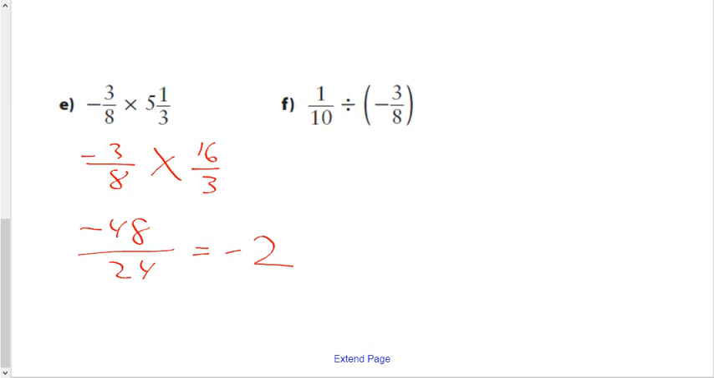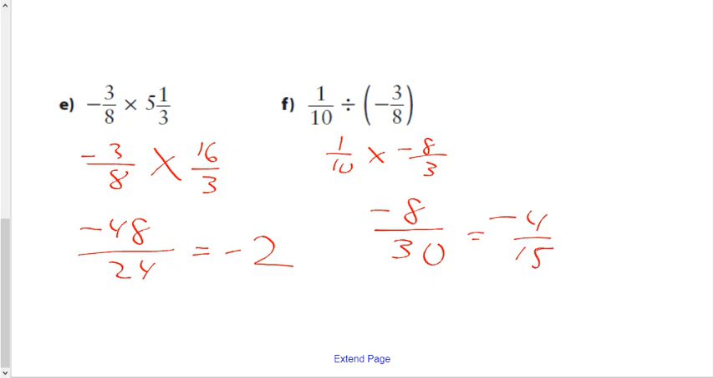And your final question, 1/10 multiplied by the reciprocal. Multiply your numerators, multiply your denominators. Is that lowest terms? No, because both are divisible by 2. You get -4/15 as your final answer in lowest terms.